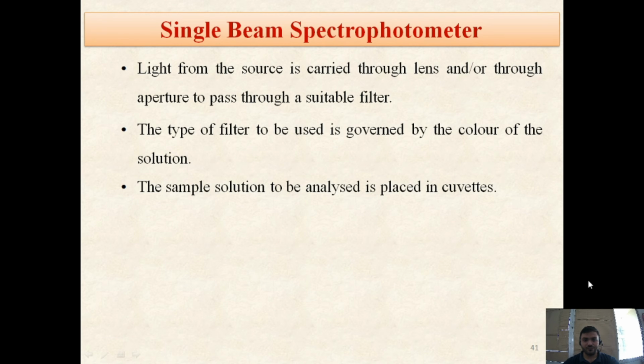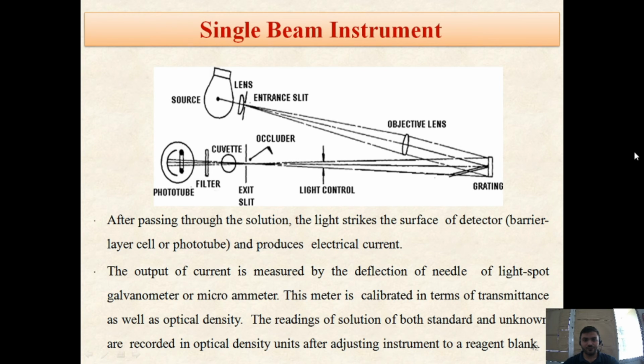Single beam spectrophotometer. Light from the source is carried through a lens or through an aperture to pass through a shielded filter. The type of filter to be used is governed by the color of the solution. The sample solution to be analyzed is placed in cuvettes. In the single beam instrument, first of all we have the source, then lenses. This is the entrance slit, objective lens, grating, light control, then exit slit, cuvette, filter, and phototube.